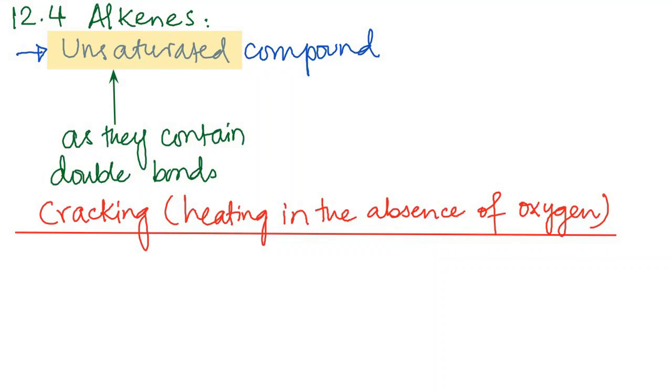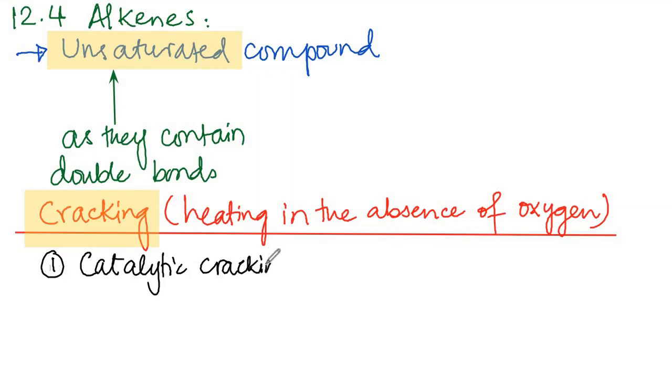So alkanes can undergo a process called cracking. As a result of cracking, the alkanes can make alkenes. Cracking is of two types. The first type is called catalytic cracking, in which a catalyst is used. Catalytic cracking results in the formation of an alkene of the same size.